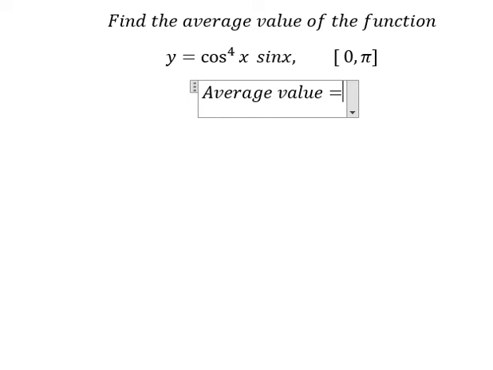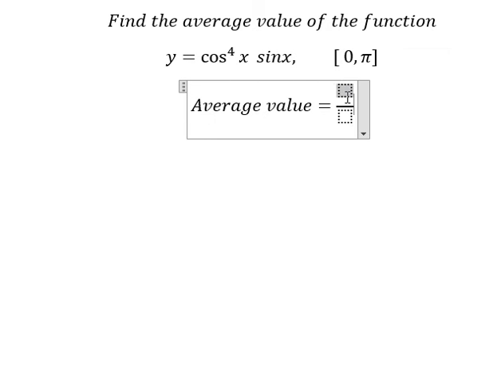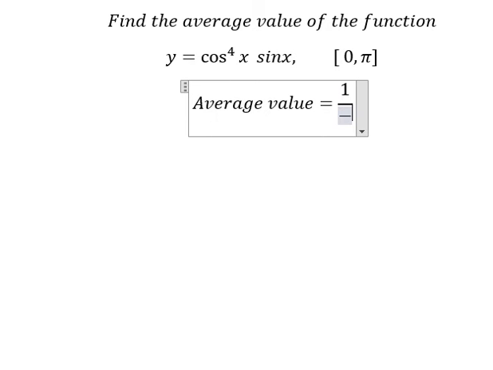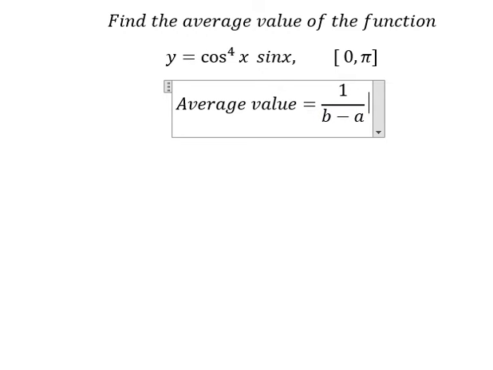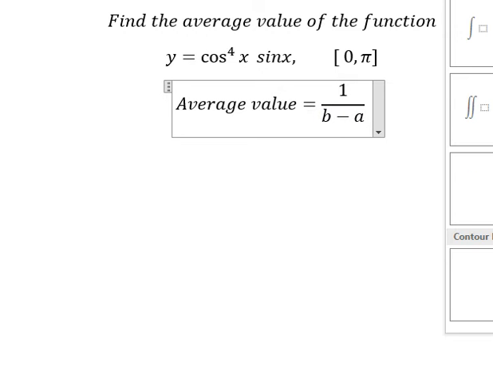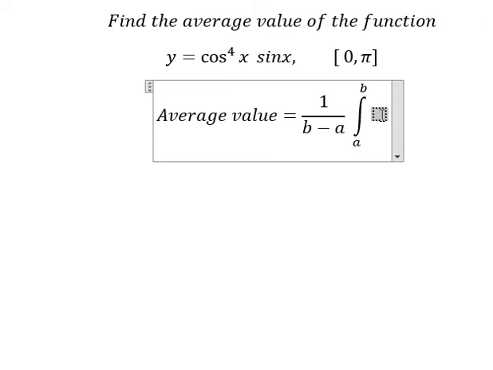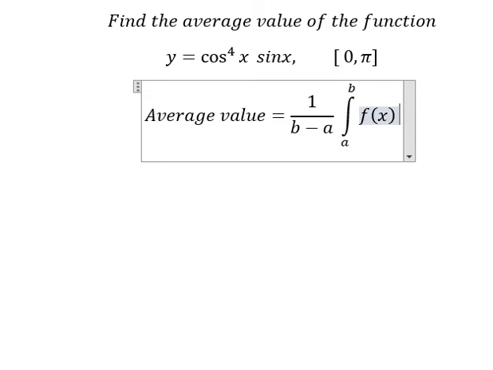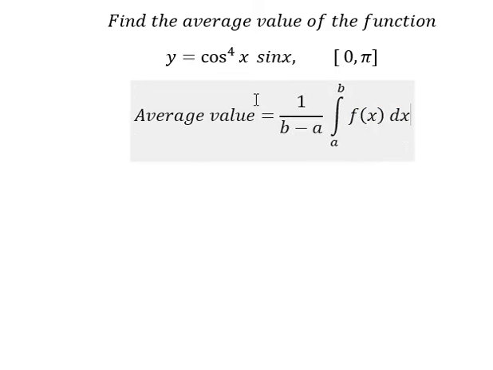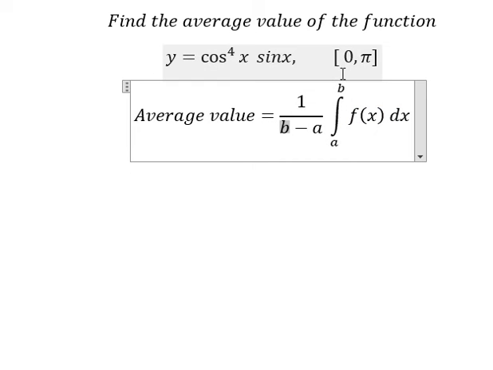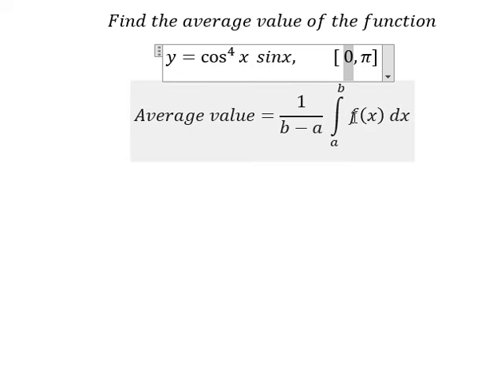That should be about 1 over b minus a. So we have the integration from a to b, and we have the function in here, ds. Now we have b' is about b, a' is about 0, f of s that is about this one.